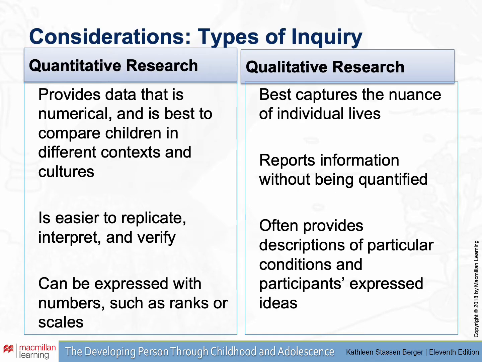There are really 2 different types of inquiry in developmental science, as with other kinds of behavioral science. There's quantitative research and qualitative research. In quantitative research, we're usually looking at data that is numerical, that results in scores or rankings. This is the easiest to repeat or replicate, interpret, and verify because we've done an awful lot of work on the front end, making sure that we're being as objective and numerically based as possible. So statistics become an important part of quantitative research.